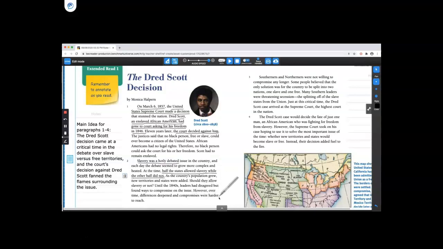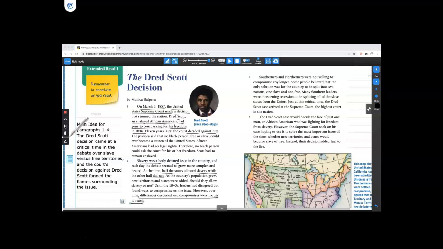I'm also going to underline the last sentence because it's telling me that this argument is getting more and more intense. That is a big part of our main idea, which is saying that the Dred Scott case is fanning the flames surrounding the issue, making this argument more intense.